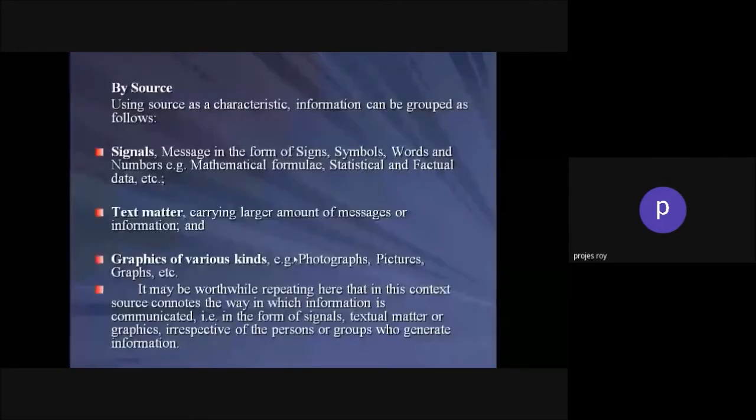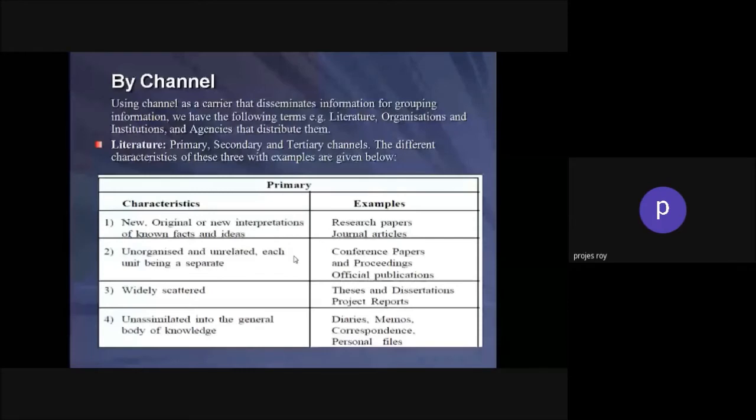Now, by channels, you will see using channels as carriers that disseminate information for grouping information, we have the following terms, that is literature, organizations and institutions and agencies that distribute them. Literature has primary, secondary, and tertiary channels, as I have already told you.